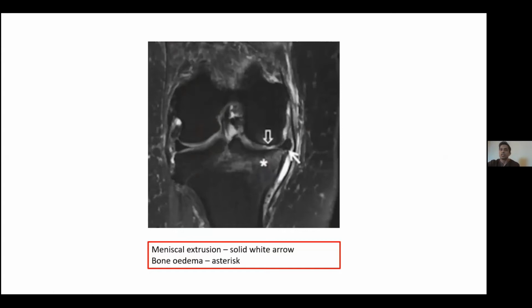Next, we look at meniscus extrusion. As you can see, this is a coronal cut. So this is the lateral, and this is the medial side. You see on the lateral side, the meniscus sits within the confines of the margins of the femur and the tibia, whereas on the medial side here, you can see the meniscus is extruded out of the confines of the femur and the tibia. And this will then increase the loading, as I mentioned earlier. And as you can see, the evidence of the increased loading is the bone edema, which is highlighted by the asterisk here. This bone edema is a consequence of increased loading across the articular cartilage.